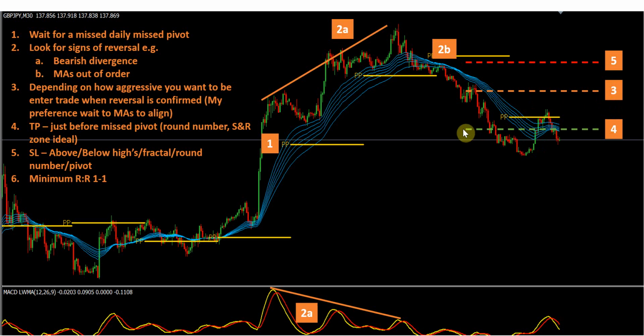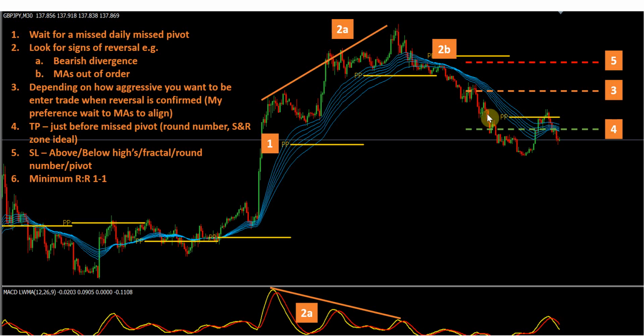Where I've looked at it over here, there's two ways you could have done this. The first one is this green line, where a psychological level was. So that is a good place to put your take profit target, and I'll show you that in one of the other example trades I took. Or you could use a previous support and resistance zone. So this zone over here would have been pretty good, which is just before the actual pivot level there.